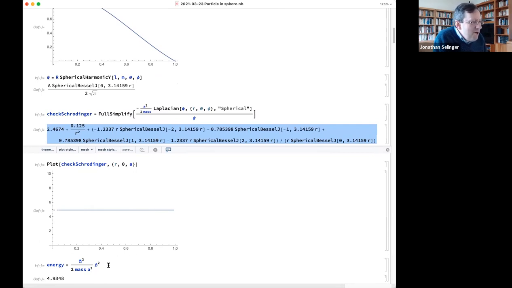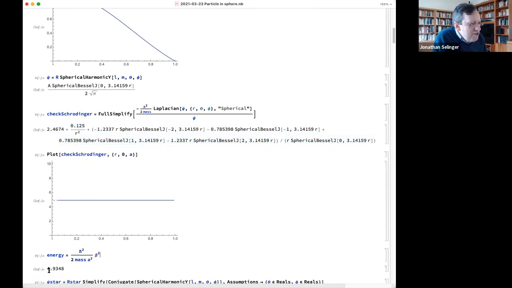And if I compare that with what the energy is supposed to be, that's h bar squared over 2 times the mass, a squared times this beta, that energy is supposed to come out to be 4.93 in these units. Look, 4.93, that's just about right. So it really is a solution of Schrödinger's equation. Cool. Now let's normalize it.